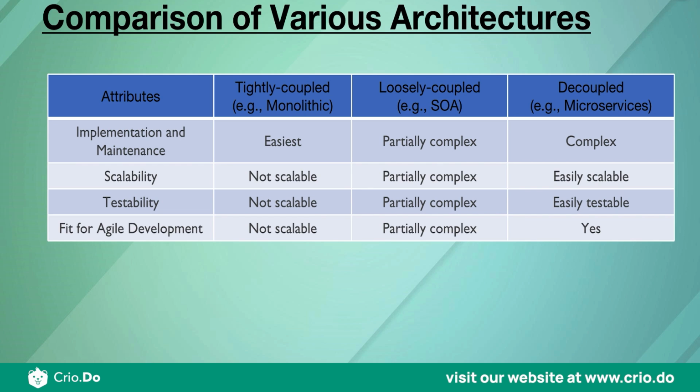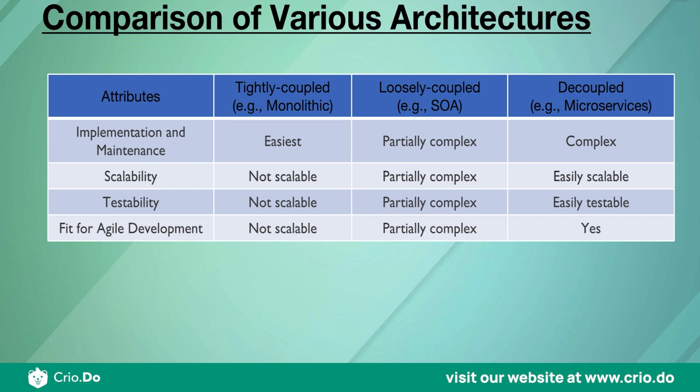But if you take any architecture which is loosely coupled, like SOA or event driven architecture, the implementation and maintenance becomes partially complex, because now we have to deal with developing independent systems which are deployed on different servers, and we also have to find a way to interface between each other. That is why the implementation for loosely coupled architecture is partially complex. And finally, if you take the decoupled architecture like microservices, the implementation and maintenance is complex. All these are relative when I say the easiest and when I say complex.